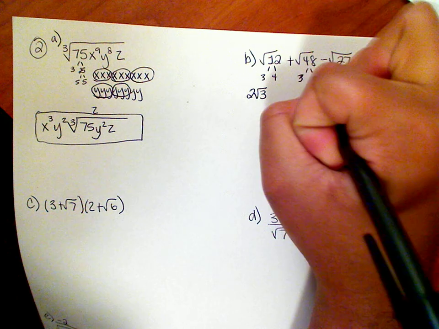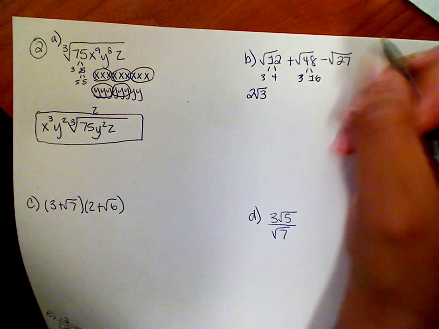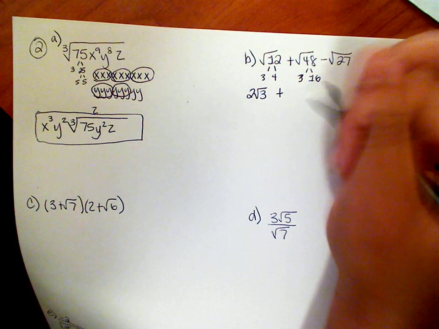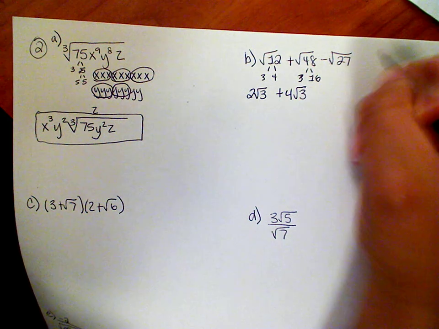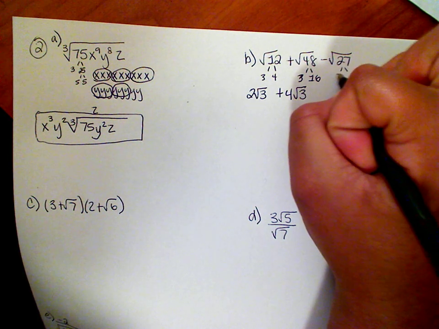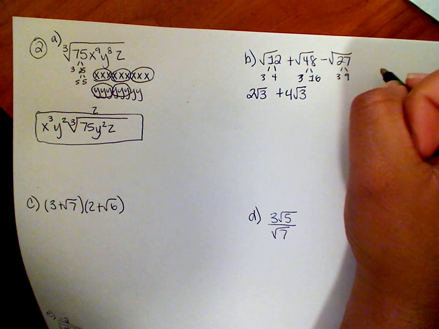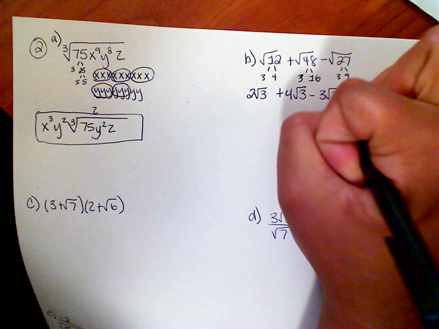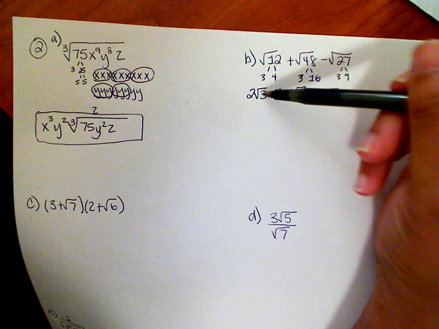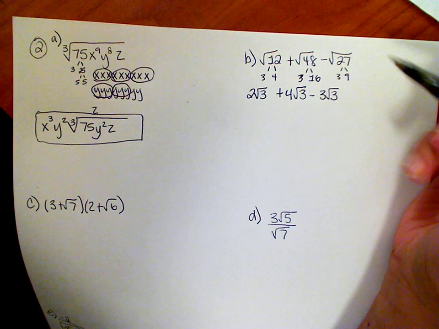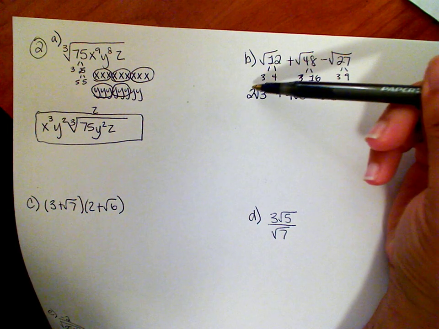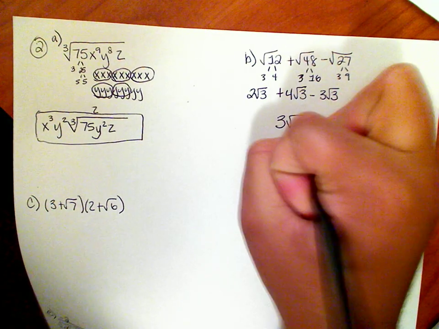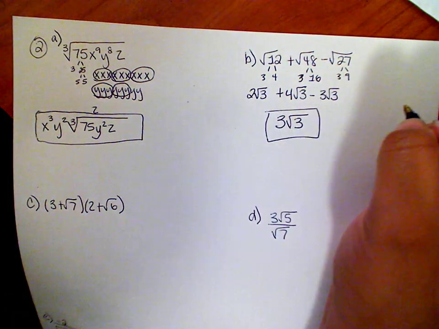With 48, that breaks down into 3 times 16. 16 is a perfect square, so square root of 48 simplifies to 4 square roots of 3. And then square root of 27, 3 times 9 is 27. Square root of 9 is 3, so minus 3 square roots of 3. So now they all have the same radicand, so we can go ahead and add and subtract. So 2 plus 4 is 6, minus 3 is 3, so our final answer is 3 square roots of 3.